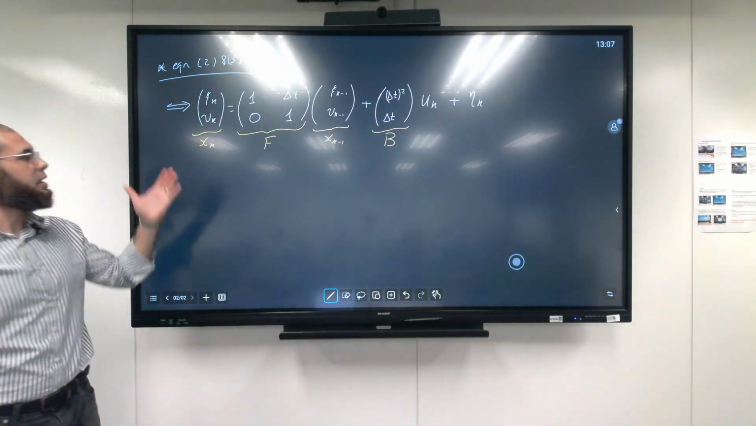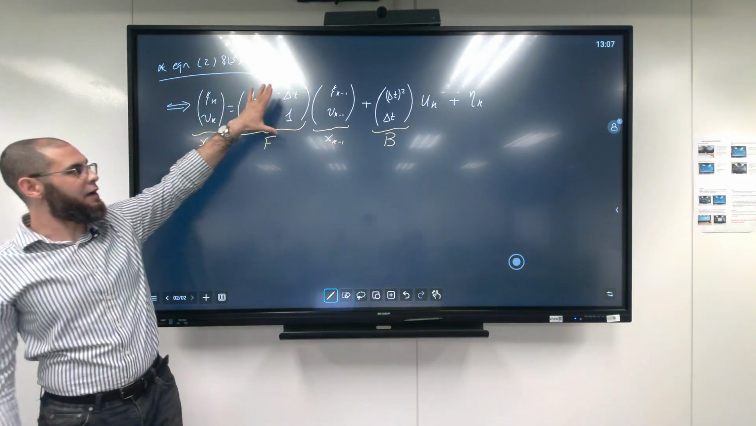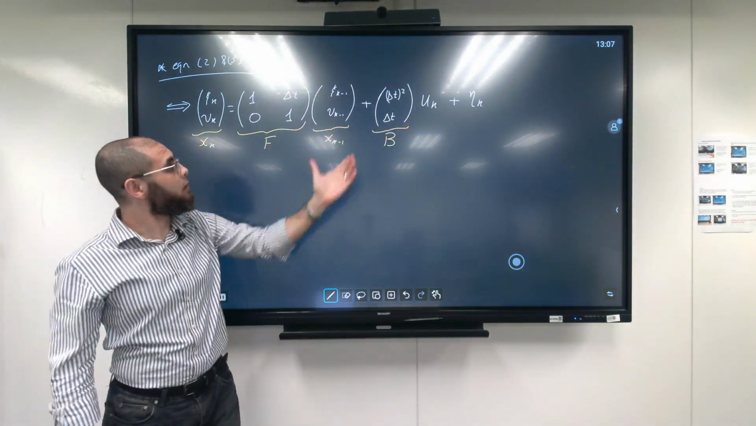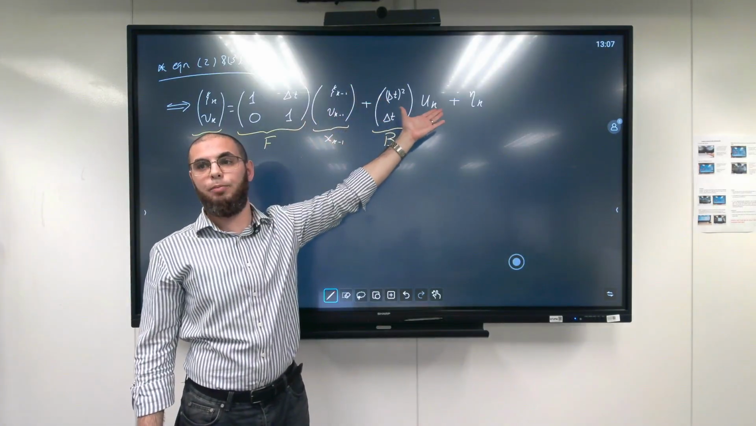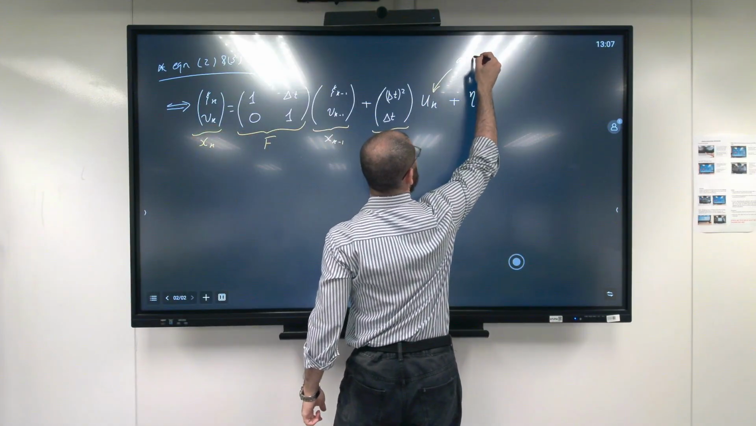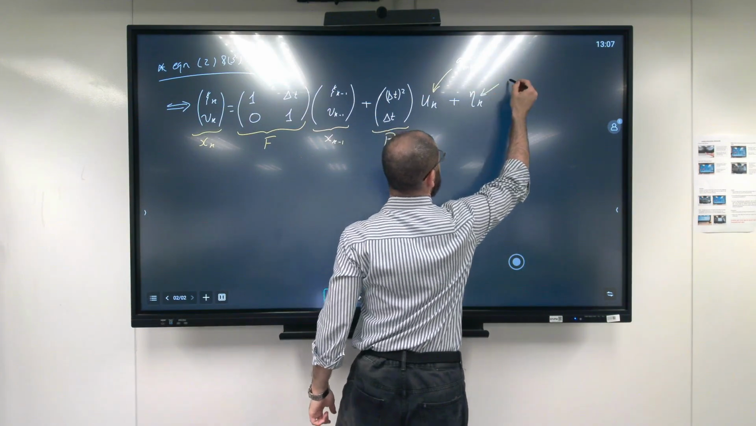Okay? So you see, the state at the current time step is equal to F multiplied by the state at the previous time step, plus B multiplied by the input here. And this input is simply the acceleration measurement. Okay? And of course, this is just the noise.